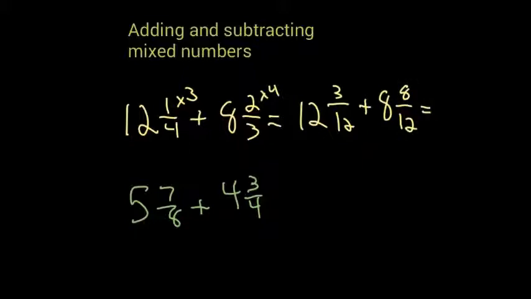So now I have common denominators I can add. So 8 plus 12 is 20, and then 3 plus 8 is 11. So I get 20 and 11 twelfths.